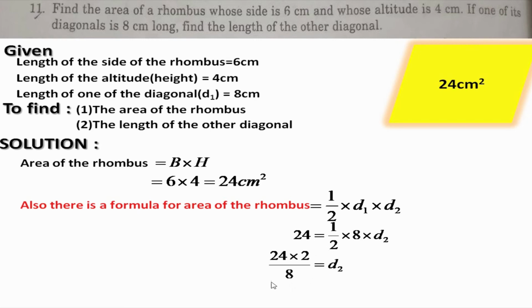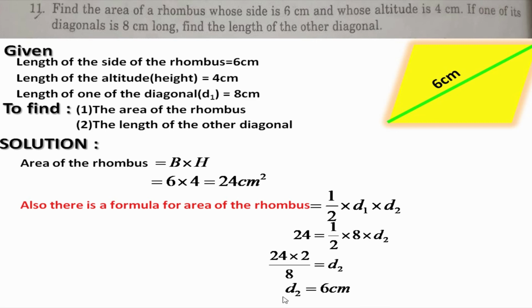Now when we solve this equation, we will get d2 as 6 centimeters. The value of the other diagonal, this is the other diagonal, this is 6 centimeters. We found out the area of the rhombus, which is 24 centimeter square. We found out the area, the first thing which the question has asked. We found out the other thing also, d2, which is 6 centimeters, the other diagonal's length. We found out both the results.